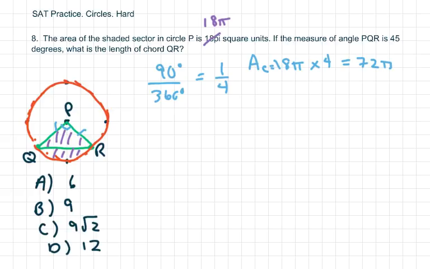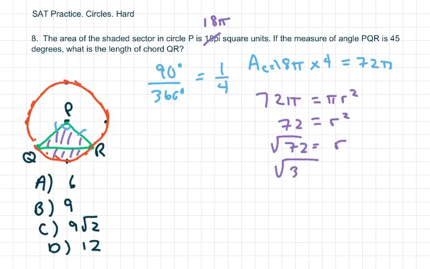So we have 72 pi equals pi r squared. And so 72 equals r squared. So r equals the square root of 72. We'll just leave it like that. Well, we want to make it more manageable. This would be 36 times 2. So this would be 6 square root of 2 equals r. Now, that means each length here, the length of these legs, is 6 square root of 2.